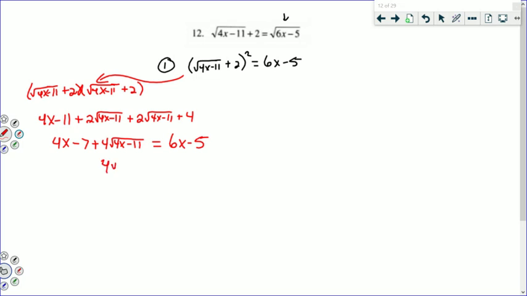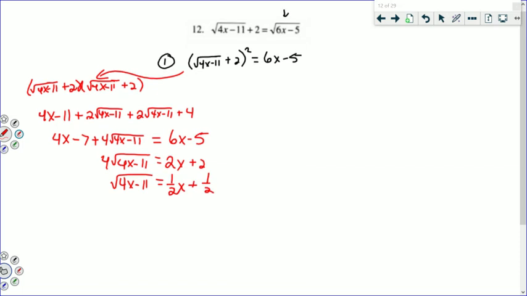So we have 4 square root of 4x minus 11 equals 6x minus 4x is 2x, and then negative 5 plus 7 is plus 2. Okay, so from here, we still want to get this term by itself, so we need to divide both sides by 4. We have square root of 4x minus 11 equals 1 half x plus 1 half. If we divide both of those by 4, we get 1 halves for those.